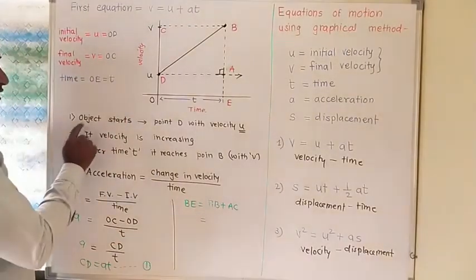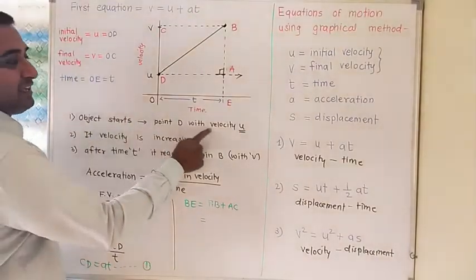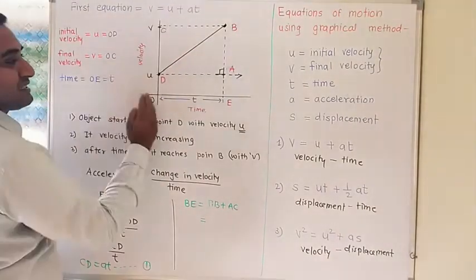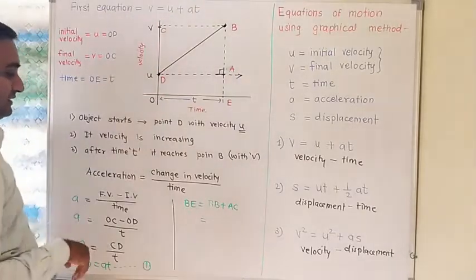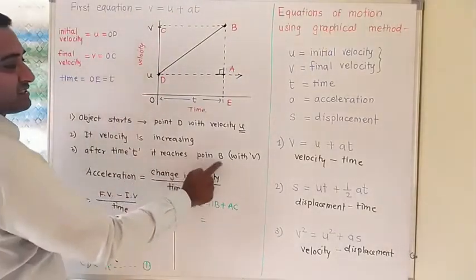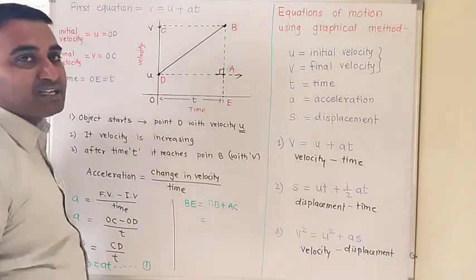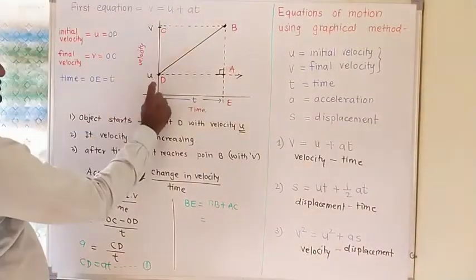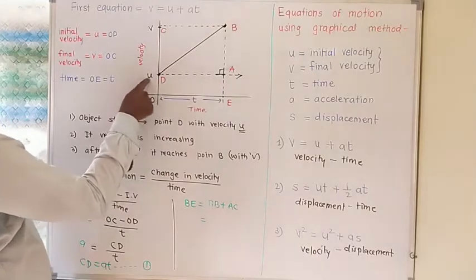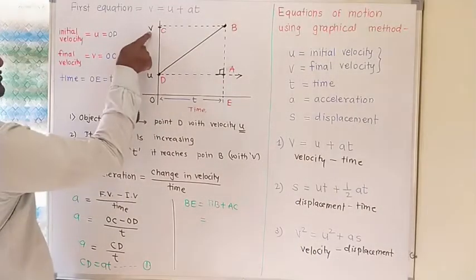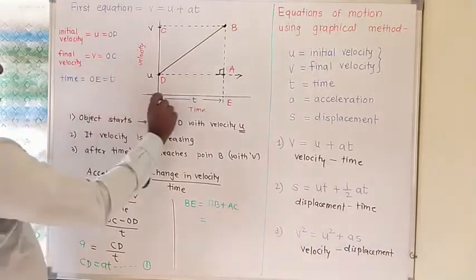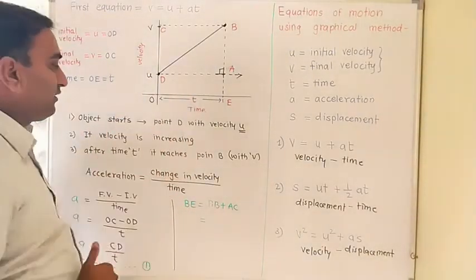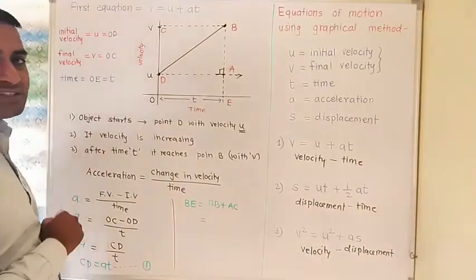So how to start? Object starts at point D with initial velocity u. Then its velocity is increasing. As time increases, velocity also increases. After time t, it reaches point B, and when the object is at point B, its velocity is v, that is final velocity. So OD, that is u, is the initial velocity. OC, that is v, is the final velocity, and OE is equal to t, that is the time taken to reach that velocity.